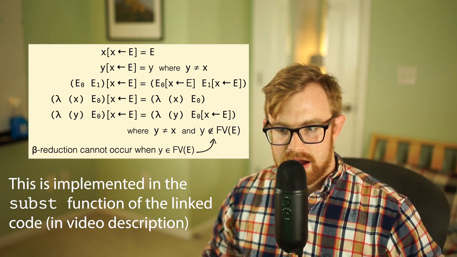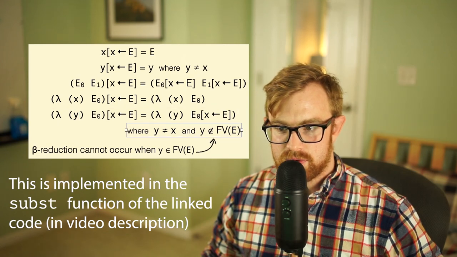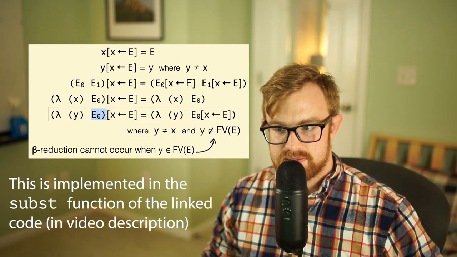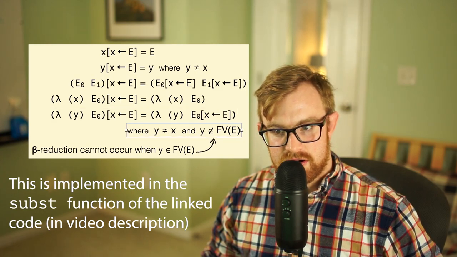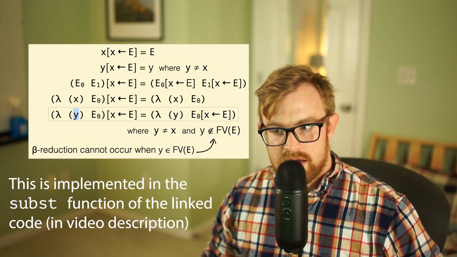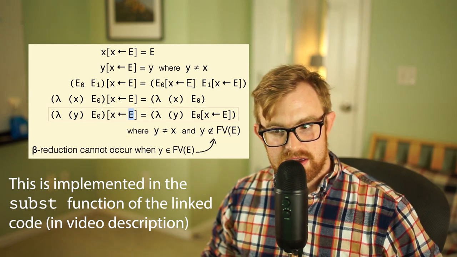Now, what about when I'm trying to substitute into some lambda y, where x is not equal to y, and I want to substitute inside of this body here? Well, I have to be careful. I have to make sure that this y is not an element of the set of free variables of E, which is the thing that I'm replacing for x inside of this body E0.